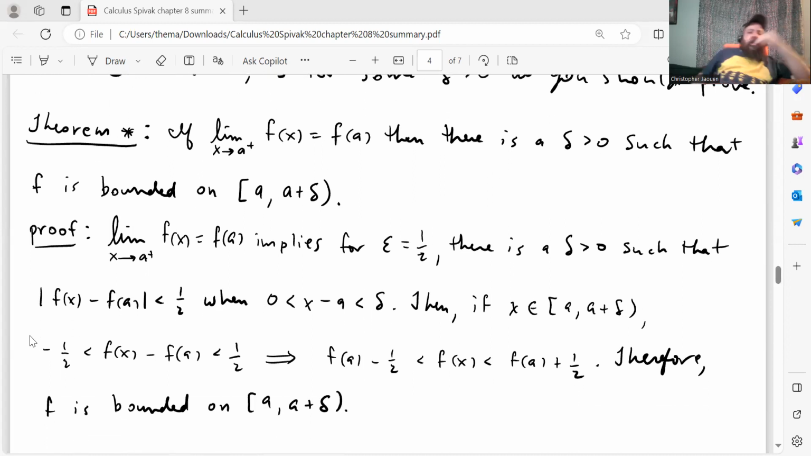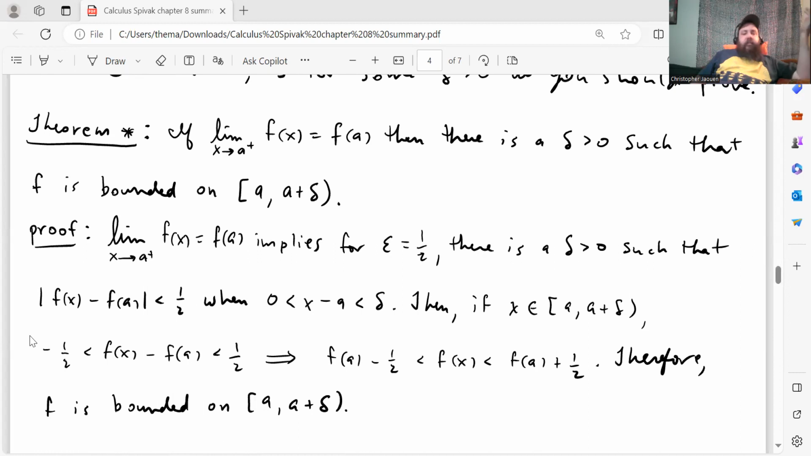Okay, so here's a theorem, what I'm calling theorem star. If the limit as x goes to a from above of f of x equals f of a, then there's a delta greater than 0 such that f is bounded on the interval from a to a plus delta, including a but not including a plus delta. So here's the proof.